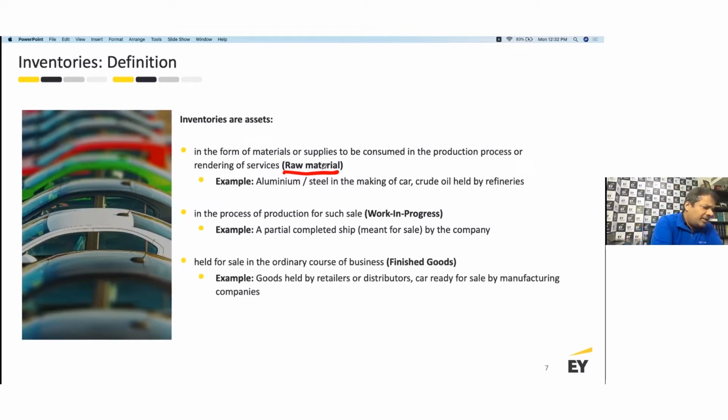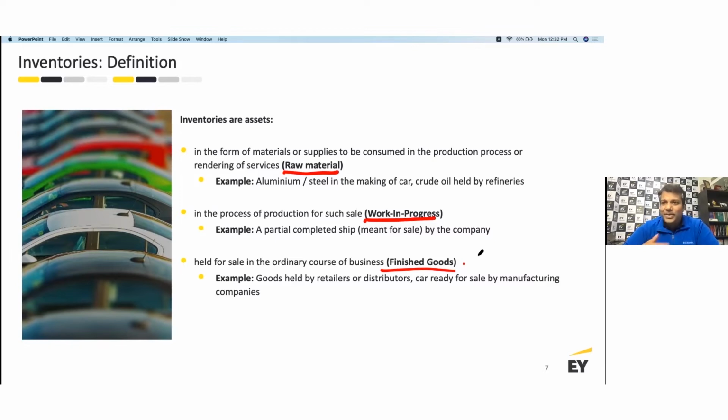So there are three types, right? Raw material, work in progress, or finished goods. That's what we see across the board. Manufacturing companies mostly make disclosures of inventory type between raw material, work in progress, and finished goods. If you are generally a trader, you will have finished goods, because you buy and sell finished goods. You don't buy and sell raw material.